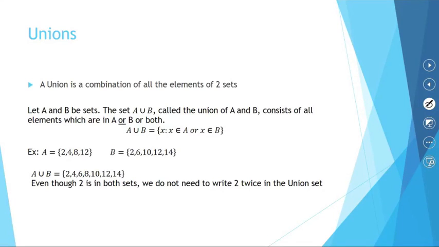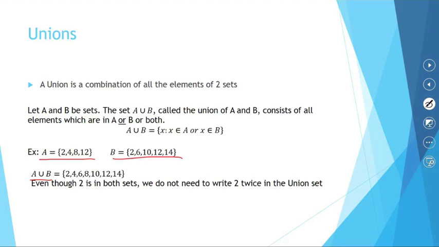All right, welcome back. I think last time we left off at unions of sets. So remember, a union is a combination of sets. It's kind of bringing two sets together. So for an example, remember, set A is 2, 4, 8, 12. Set B is 2, 6, 10, 12, 14. So if I want to union the two sets, that means take all the elements from A and all the elements of B and combine them into the same set.